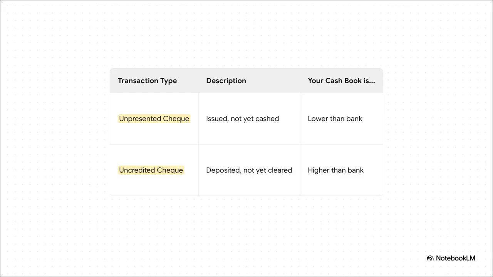And this table here clarifies two more terms that people often mix up. Unpresented checks are checks you've written, but the other person hasn't taken them to the bank yet. Uncredited checks are checks you've received and deposited, but the funds haven't cleared yet. Notice that both of these are just about timing.